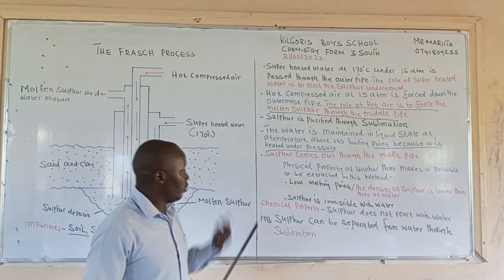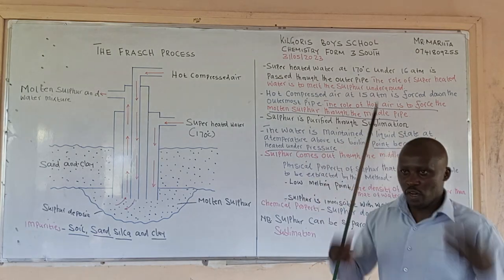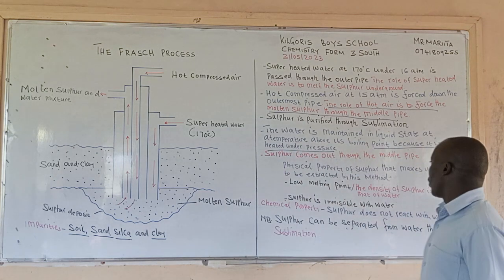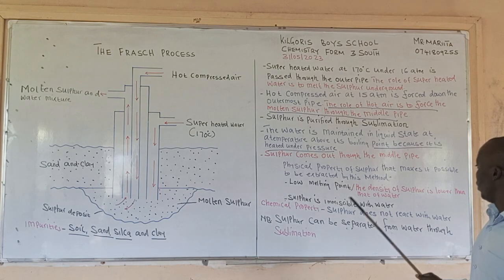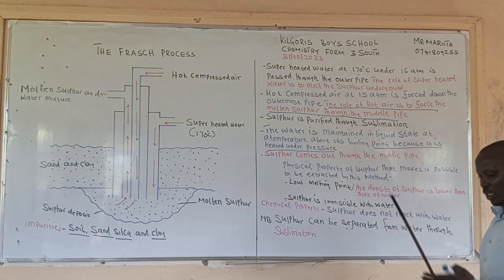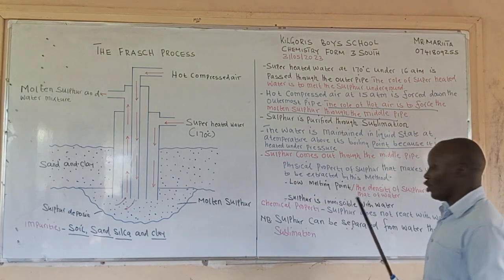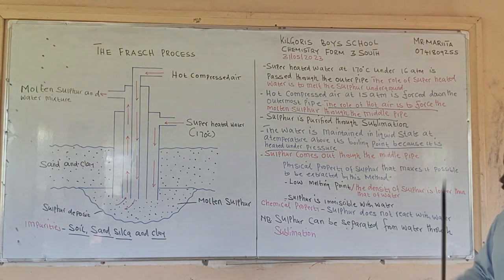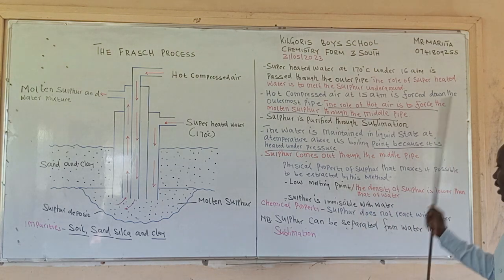Now, what are the physical properties that make sulfur to be extracted by this Frasch process? One, sulfur has a low melting point. Number two, the density of sulfur is lower than that of water. So when we have this water, it can be mixed with the sulfur. The physical property that makes it to be extracted by this Frasch process is that its density is lower than that of water.